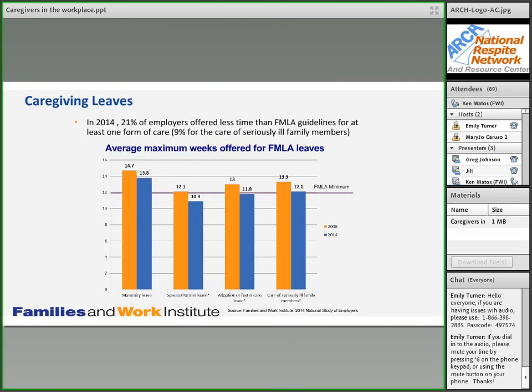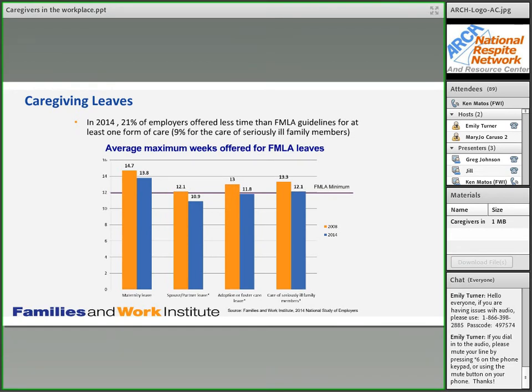We also looked at the lengths of caregiving leaves that organizations are offering. In the U.S., employers with 50 or more employees who meet a couple of other requirements are required to offer at least 12 weeks for the various forms of leave listed on this slide: maternity, paternity leave, adoption or foster care leave, and care of seriously ill family members, which is most relevant to elder care and respite issues.